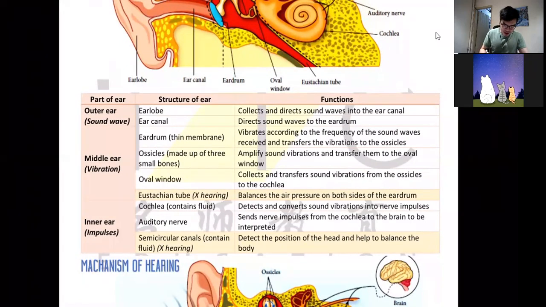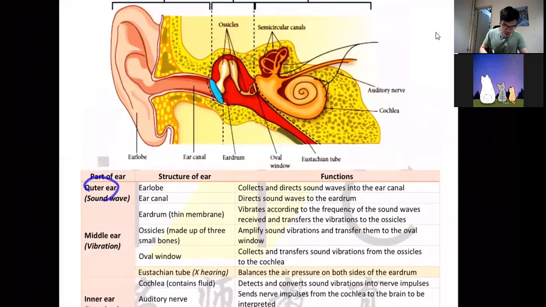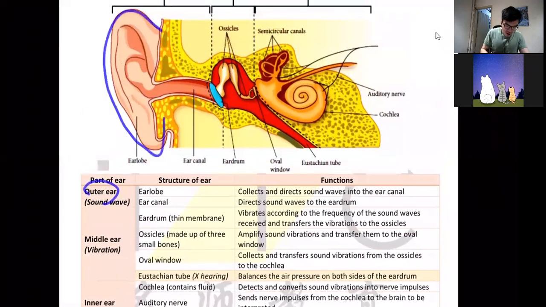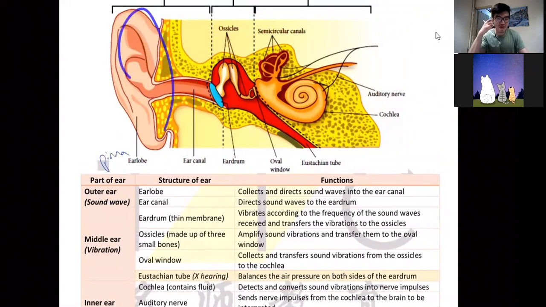So let's get our outer ear. The first one is our earlobe, or I like to call this the pinna. There are two names for it. Earlobe is the ear that we can touch. So why is our ear shaped this way? This is to collect sound.